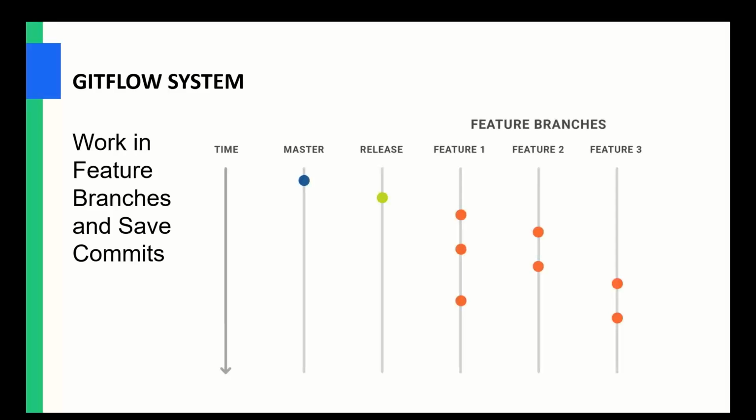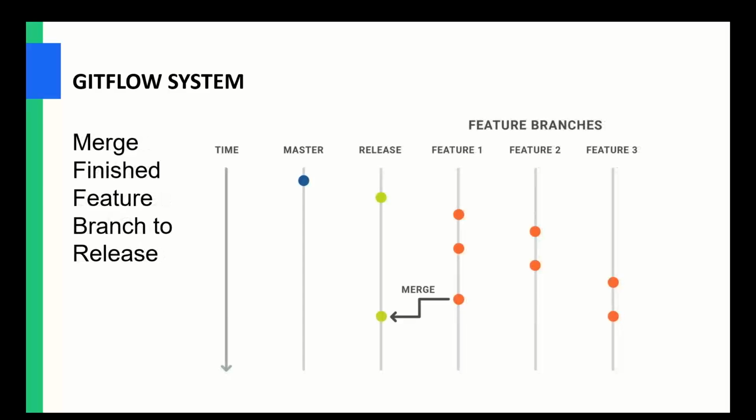Now, as work progresses in each feature branch, you're constantly saving new commits and pushing them up to the remote repository. That's why you see multiple dots on each of these branches as time goes by. You just keep committing changes every day, sometimes multiple times a day.